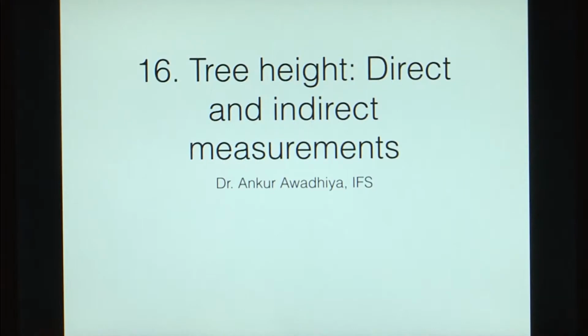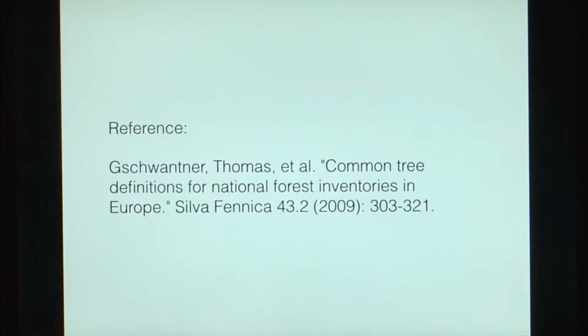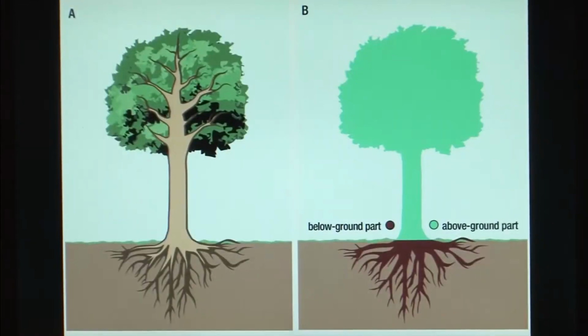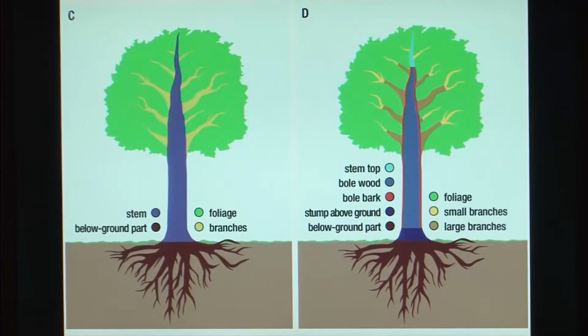Next we looked at the tree height, the direct and indirect measurements. So, we looked at how a tree is divided into various portions: the above ground part, the below ground part, the main stem, the branches and so on.